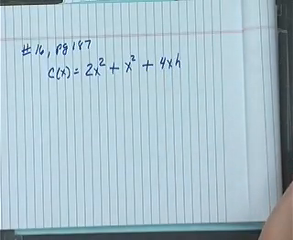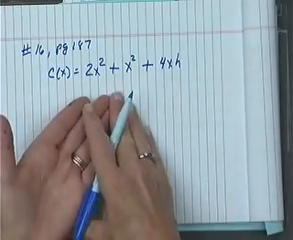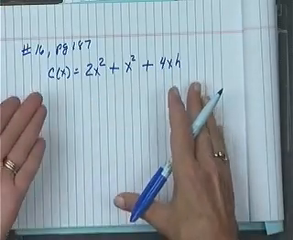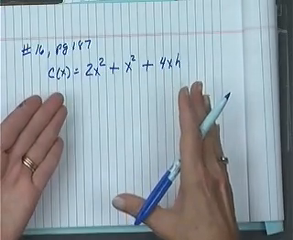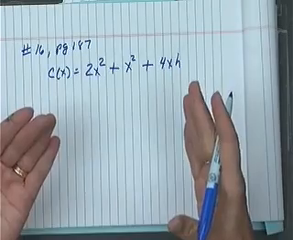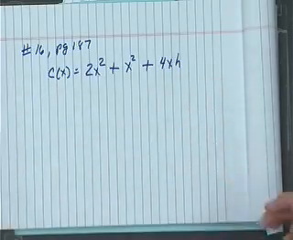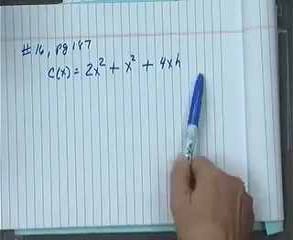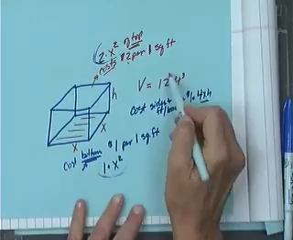So I have a cost function, but guess what? This is for every box in the world that has a square base and that you are paying $2 per square foot for the top and $1 for everything else. That's every square base box. But we want our box to be special.